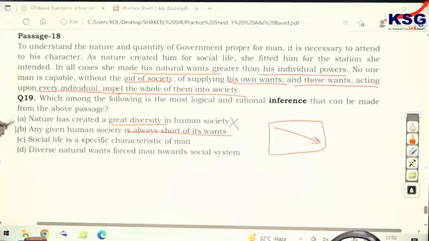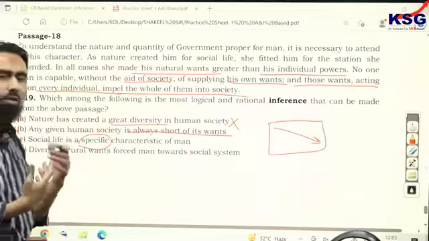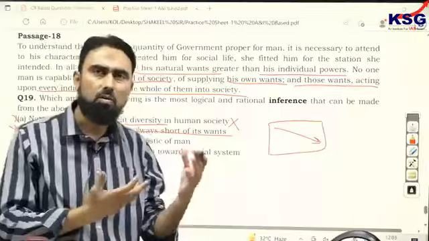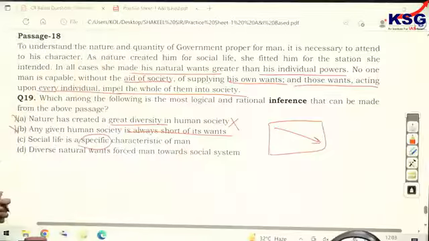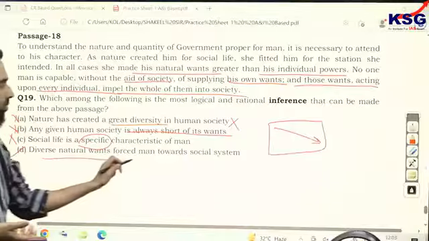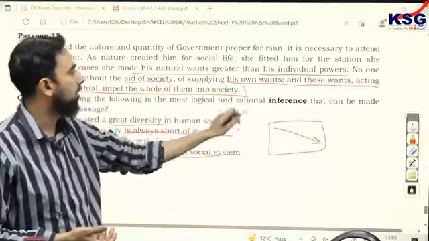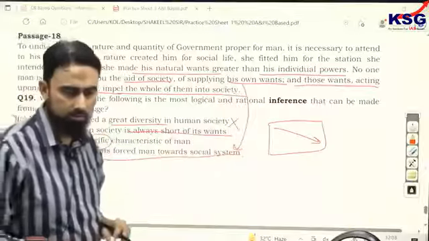So B is out. C, social life is a specific characteristic of man. It means social life could not be found in other species. How do we know that it is a specific characteristic of man? It may be a general one also; maybe some other species like elephants have social life. It could be in others too. So D is the right answer. Diverse natural bonds force man towards a social system, as per the last line. This is the valid option.